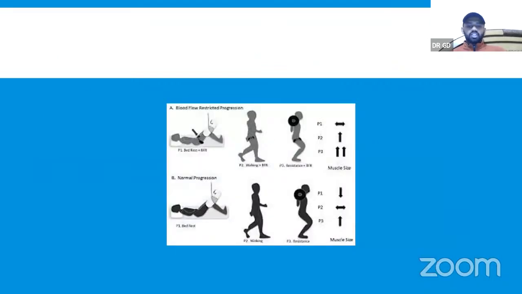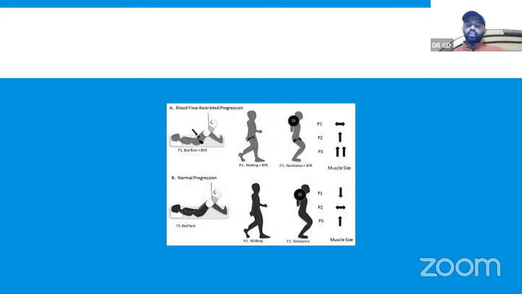When you see this picture, it is a beautiful picture to give an orientation about blood flow restriction training. We can take one example here: ACL injury. When a person has an ACL injury, we often go for bed rest if the doctor says no surgery is needed, especially for a partial tear of the ACL. And recent research also supports that a complete tear can also undergo physical therapy and rehabilitation successfully.